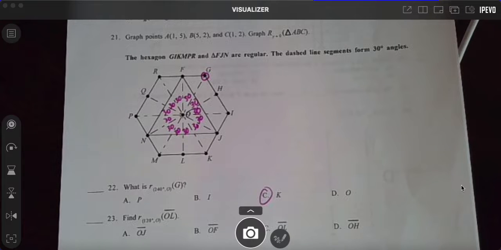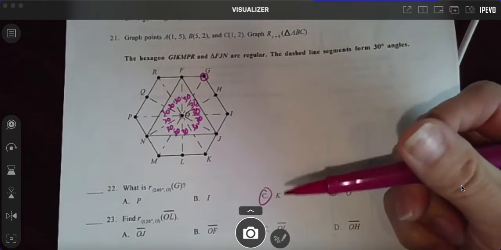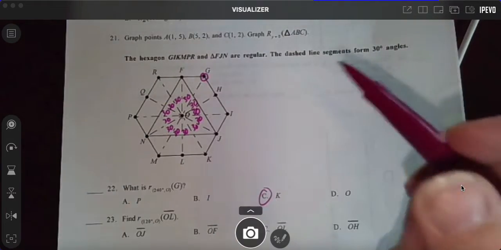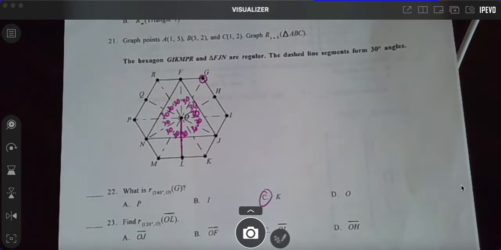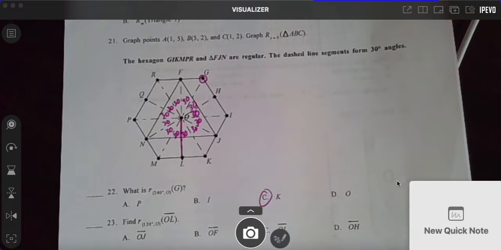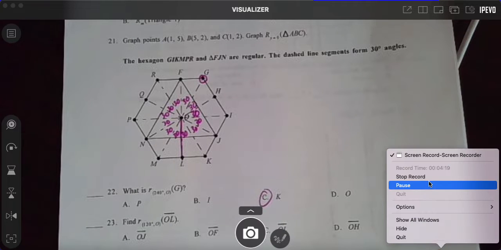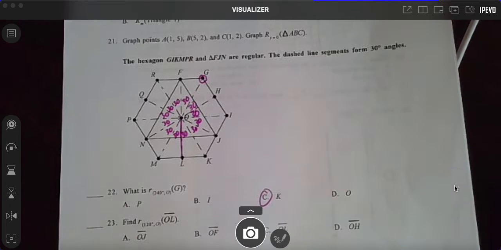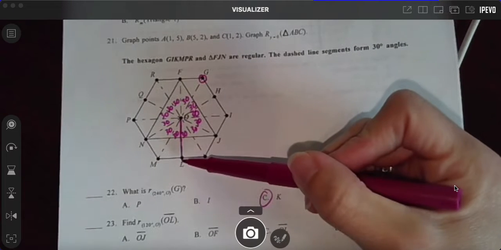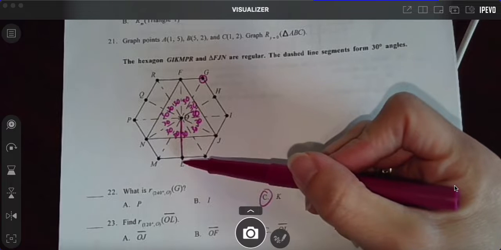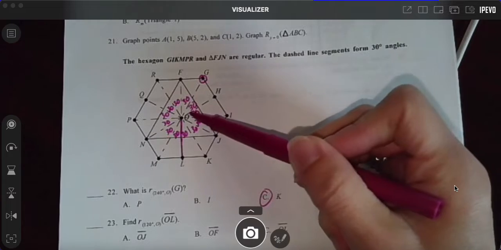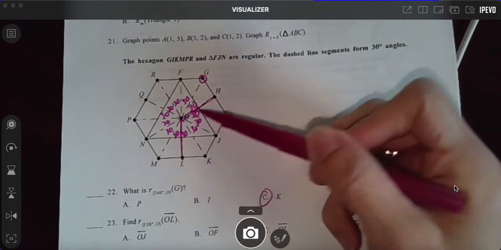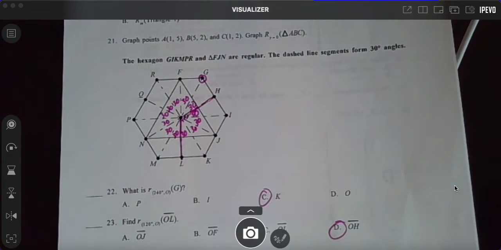Now 23, it's the same idea. It says OL, so I'm going to make a mark that this right here, this little line, is OL, right? Hold on. Let me get that camera down. Okay. So we have OL, and we're going to go 120 degrees, right? So we're counting by 30s again. So 30, 60, 90, 120. So what line is this right here called? OH. So that's why it's D. Does that make sense, y'all?